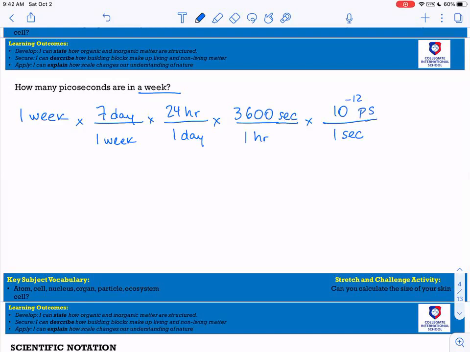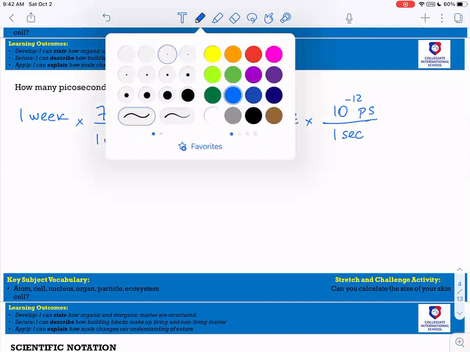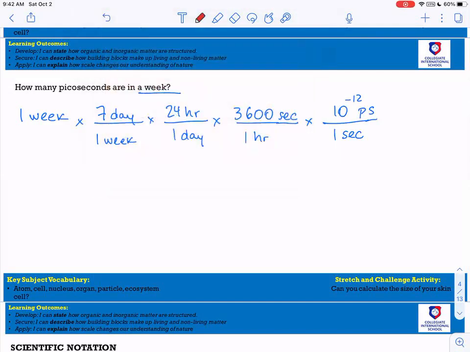units. So if we have to cancel out some units, then all I need to do is cancel the units that repeat on the top and the bottom. There is a reason why I do top and bottom. So I'm going to do week and week, day and day, hour and hour. Careful that you're only canceling the units, not the number. And then seconds and seconds. That means the only unit on my answer is going to be picoseconds.